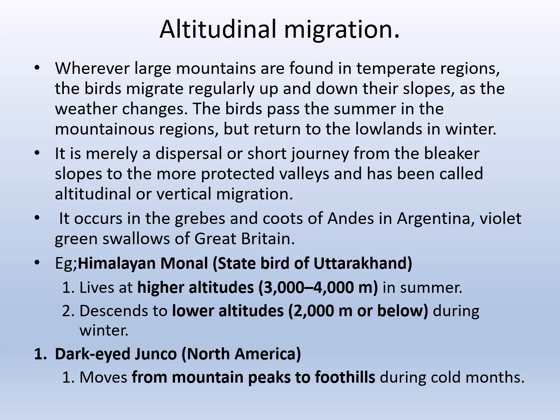Wherever large mountains are found in temperate regions, the birds migrate regularly up and down their slopes as the weather changes. The birds pass the summer in the mountainous region but return to the lowlands in winter. It is merely a short journey from the slopes to the more protected valleys and has been called altitudinal or vertical migration. It occurs in the grebes and coots of Argentina, the violet green swallows of Great Britain. The Himalayan monal, which is the state bird of Uttarakhand, lives at higher altitudes in summer and descends to the lower altitudes during winter.